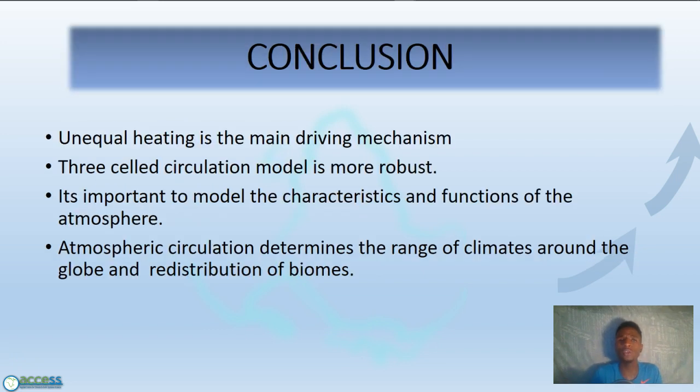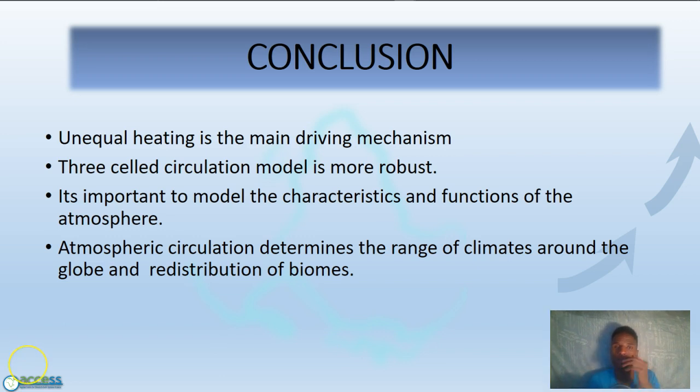And then in conclusion, summing up, I've talked about unequal heating, which is the main driving mechanism. There is the three-cell circulation model, which is more robust. We explained that and its importance to model the characteristics and functions of the atmosphere. We explained that, and then the atmospheric circulation determines the range of climates around the globe and distribution of biomes, just like I've explained.